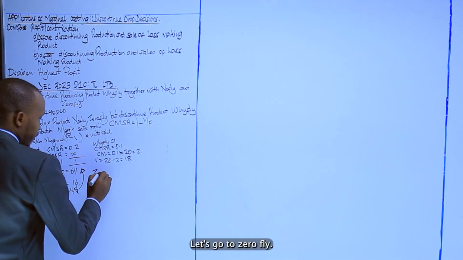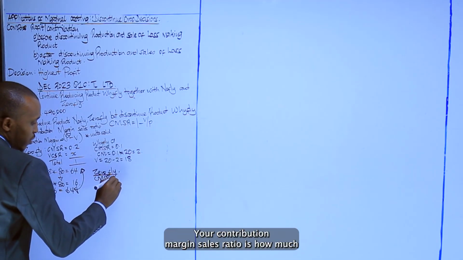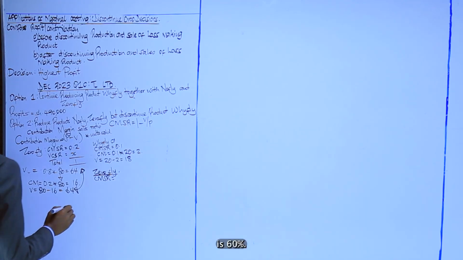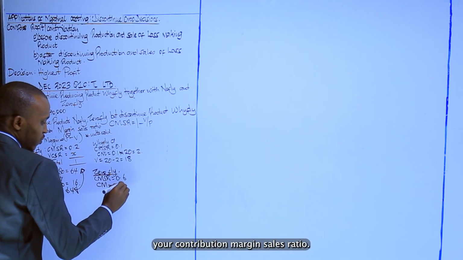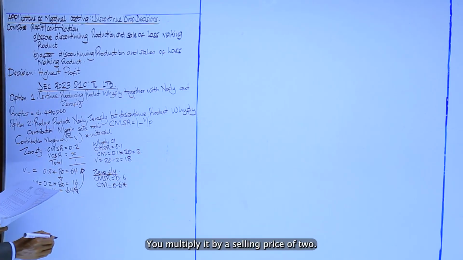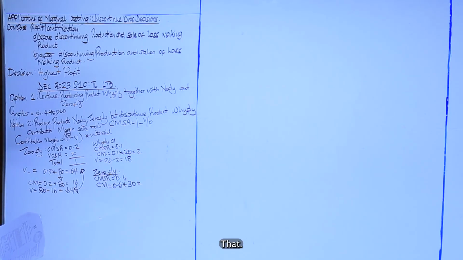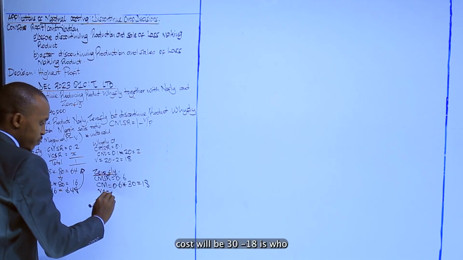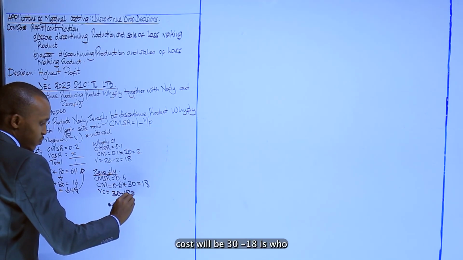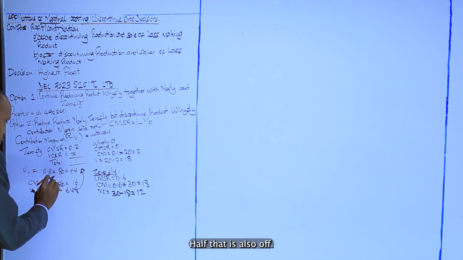Let's go to no fly. Again, your contribution margin sales ratio is how much? Is 60%. We can simply take your contribution margin sales ratio and multiply by a selling price of 30, which is 18. Therefore, your variable cost will be 30 minus 18, which is 12.